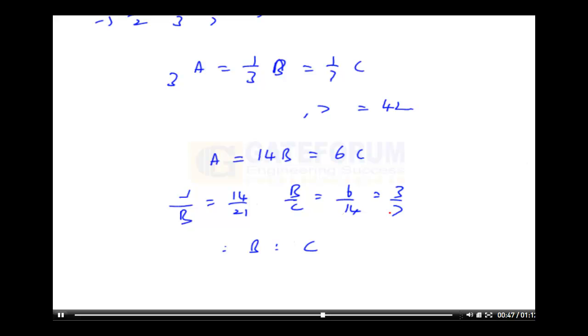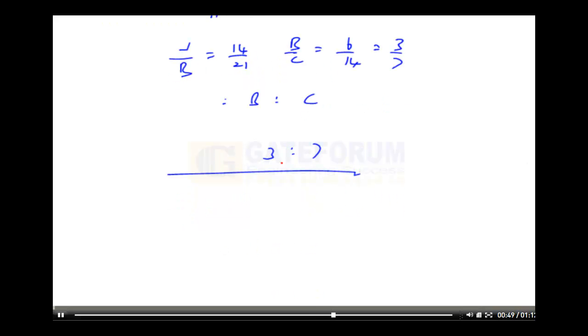Two is to 3 and 3 is to 7. So we can multiply. 6 is to 9 is to 21. We find 3 is a common factor. So divide by 3, get 2 is to 3 is to 7. 2 is to 3 is to 7 is the answer. The option is D.